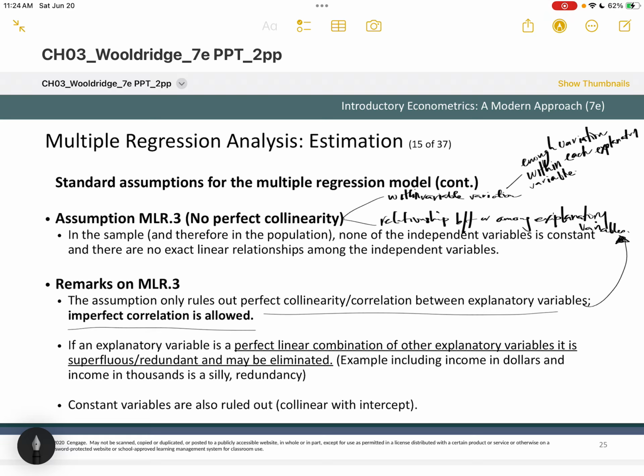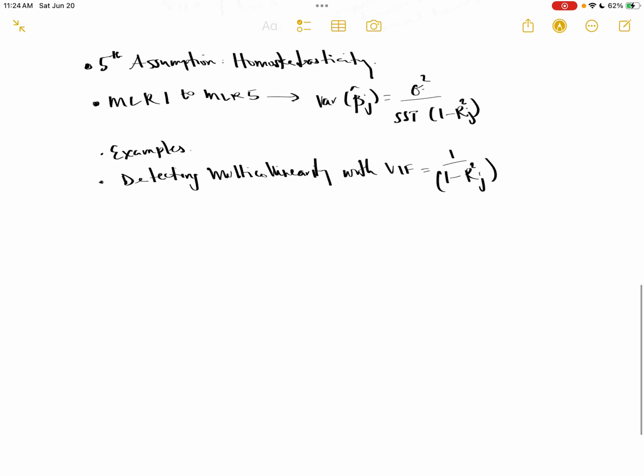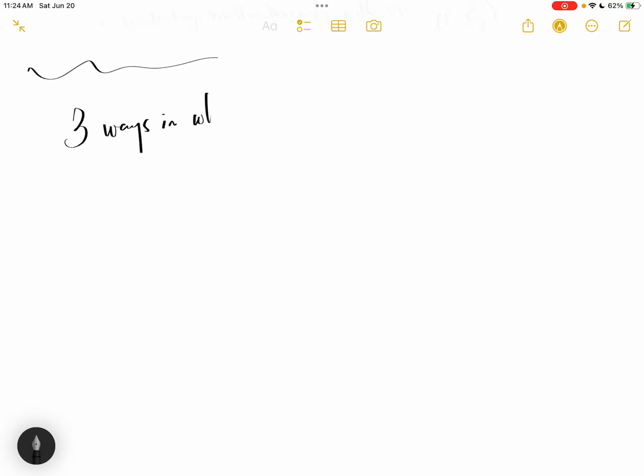Okay, so what are some of the ways? There are 3 ways in which multicollinearity may arise, and this is coming from Wooldridge's textbook. Now, I will scroll all the way down to find a place to write. Okay, so we can write that out. So, 3 ways in which multicollinearity may arise.